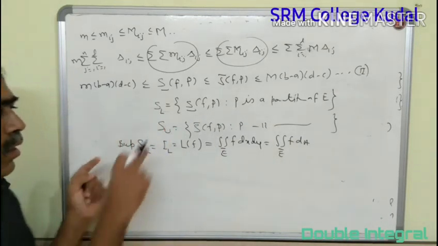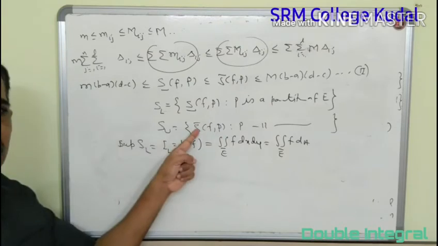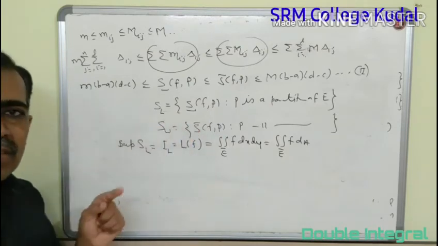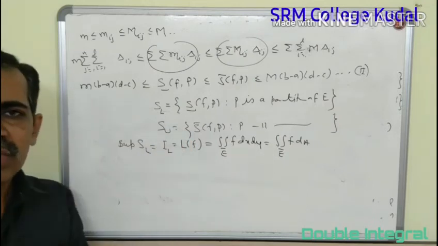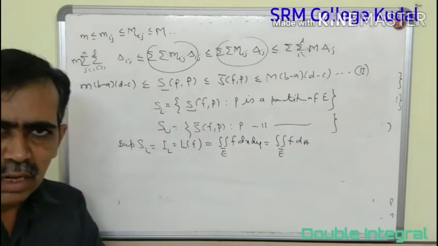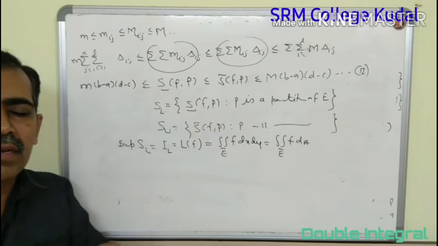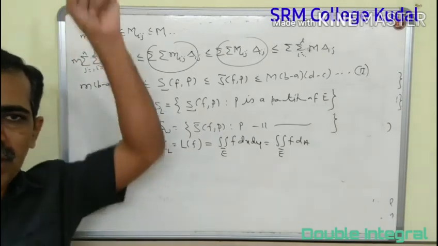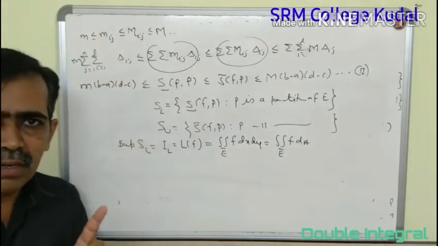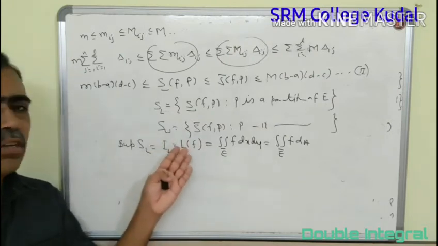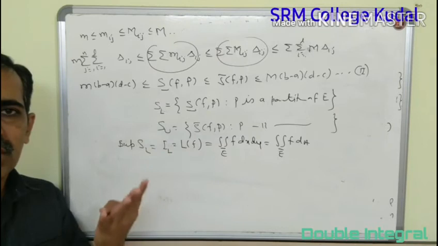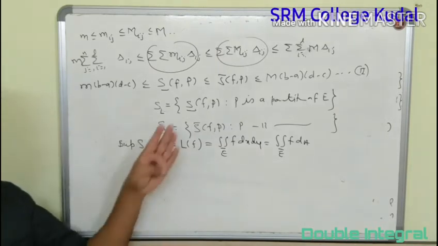Similarly, the smallest upper sum. These definitions are equivalent to the definitions of the Riemann lower integral and upper integral in the case of a function of a single variable. There you have learnt that the largest lower sum and the smallest upper sum are nothing but the lower integral and upper integral. The same concept we are using here.